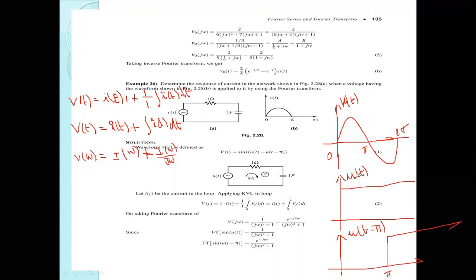So when it is multiplied, the sine t mu of t and the sine t into mu of t minus pi. So what is sine t here? Sine t into mu of t, the function, we know the Fourier transformation of sine a t mu of t is 1 by a square plus j omega whole square. This is the Fourier transformation of sine a t mu of t. What is the a here? It is 1. So sine t mu of t, its Fourier transformation is 1 by 1 plus j omega whole square.